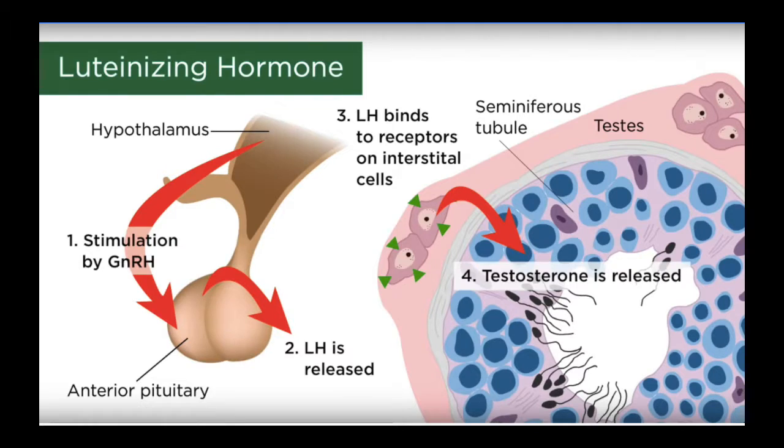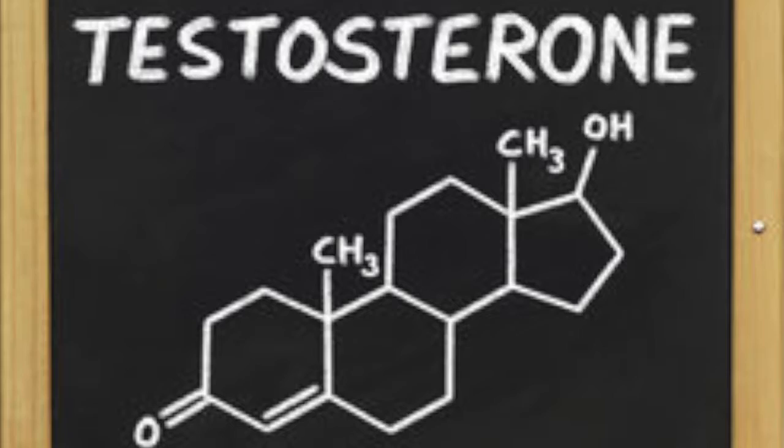After the stimulation of GnRH, LH is released from the anterior pituitary into the circulation where it binds to interstitial cells in the testes. Interstitial cells are found next to the seminiferous tubules where sperm production occurs. Once testosterone is circulating, it has a few effects on the body.